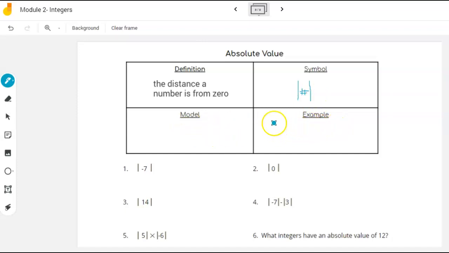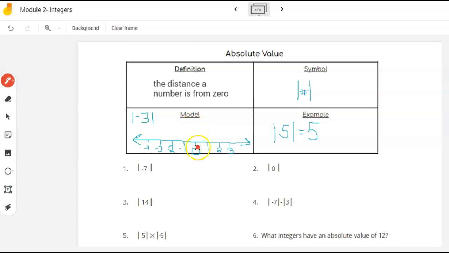An example of this might be the absolute value of 5. Well, 5 is 5 spaces from 0, so the absolute value of 5 is 5. Modeling. Let's do the absolute value of negative 3. I'm going to need a number line to model. In this unit, modeling on number lines is our thing. I'm going to put 0. I want you to fill in the rest of the number line for me.